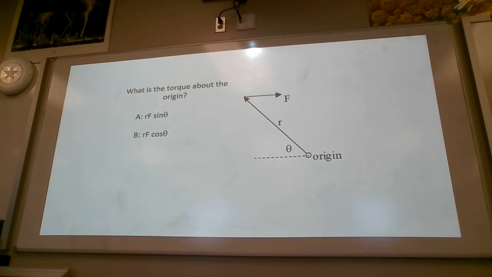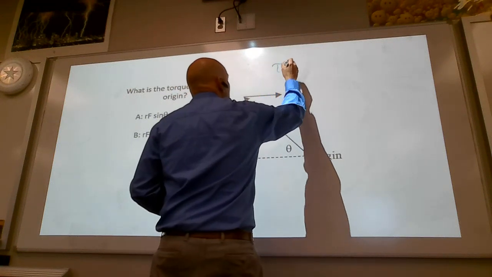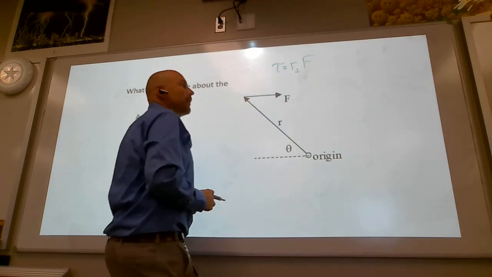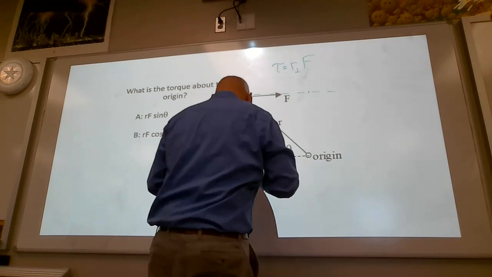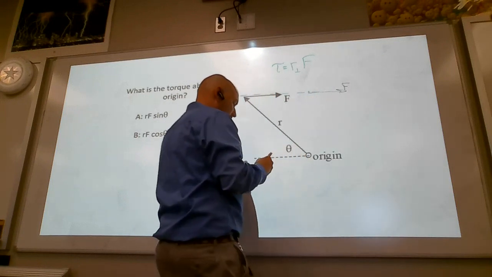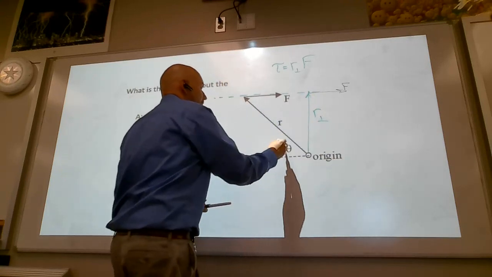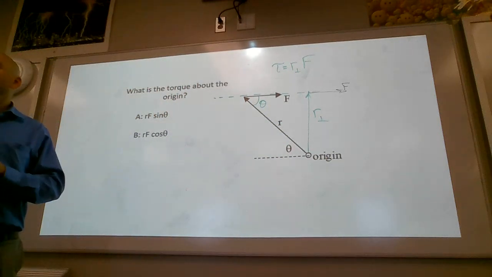Thumbs up when you're good. I'll use this to show you both ways to do it. Either way is totally fine. My personal opinion would be to do the perpendicular component of the radius times the force. So line of action, bringing that force to here. That's the whole force, and so your perpendicular component would be this much. That's perpendicular. This angle is that angle. To find that, you're going to use sine. Okay, that's one way to do it.